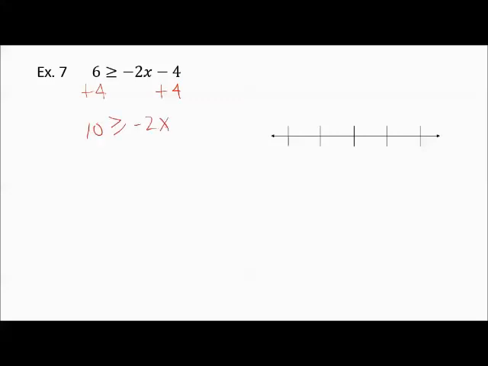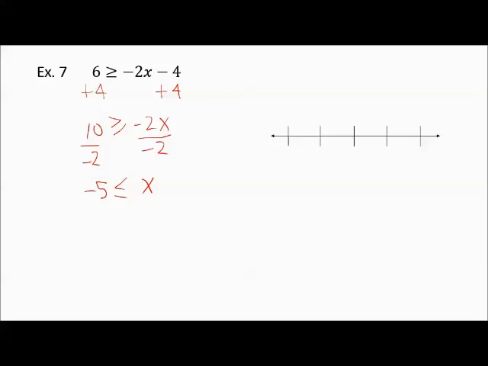We want to isolate x, so we need to divide by negative 2. If we divide by negative 2 on each side, that's the situation where we need to reverse our inequality symbol. So instead of greater than or equal to, we're going to have less than or equal to. So now we're left with negative 5 is less than or equal to x.